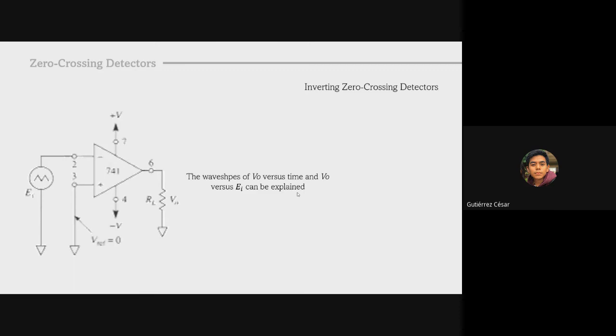First, if EI is more positive than Vref, then VO equals negative Vsat. And secondly, where EI crosses the reference going positive, it makes a negative going transition from positive Vsat to negative Vsat.